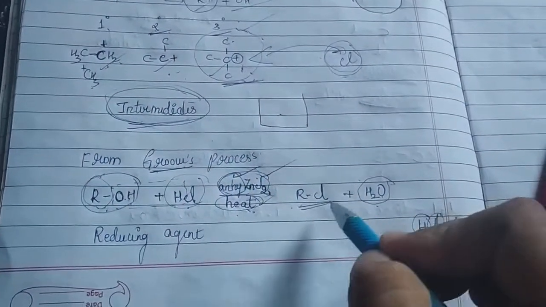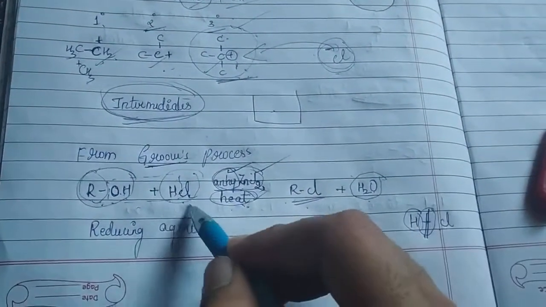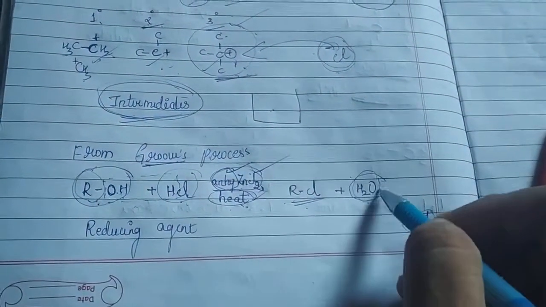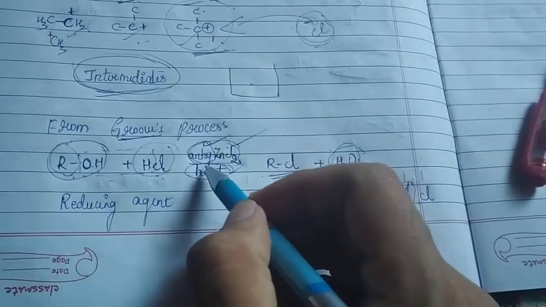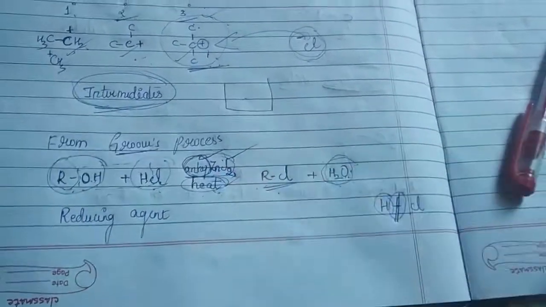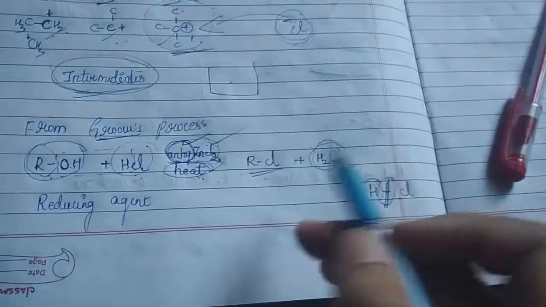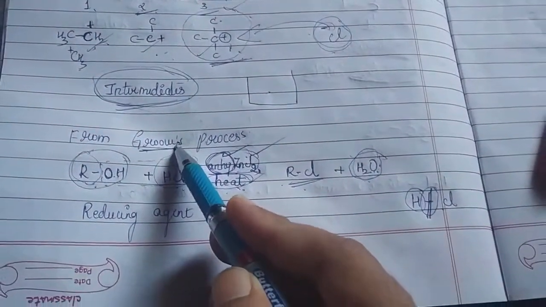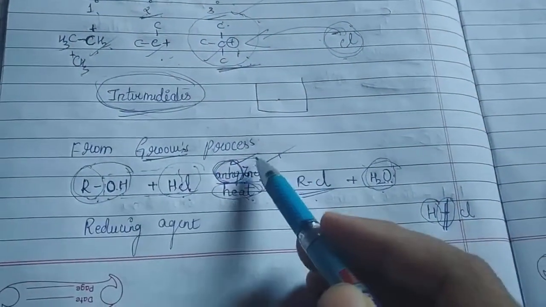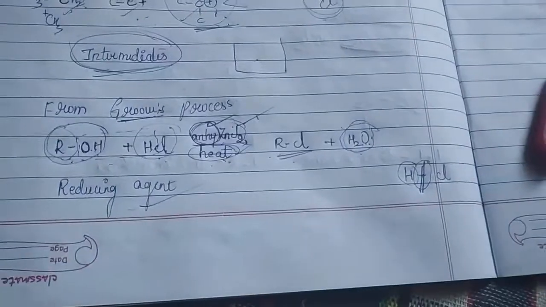So of course, he got an RCl by breaking the HCl. But there is also a byproduct, water. I want to remove this also within the reaction system. So he chose anhydrous zinc chloride, so easily water will be absorbed over there. Simple process. Yes. So this is under your concept of Groove's process, where anhydrous zinc chloride acts as a dehydrating agent.